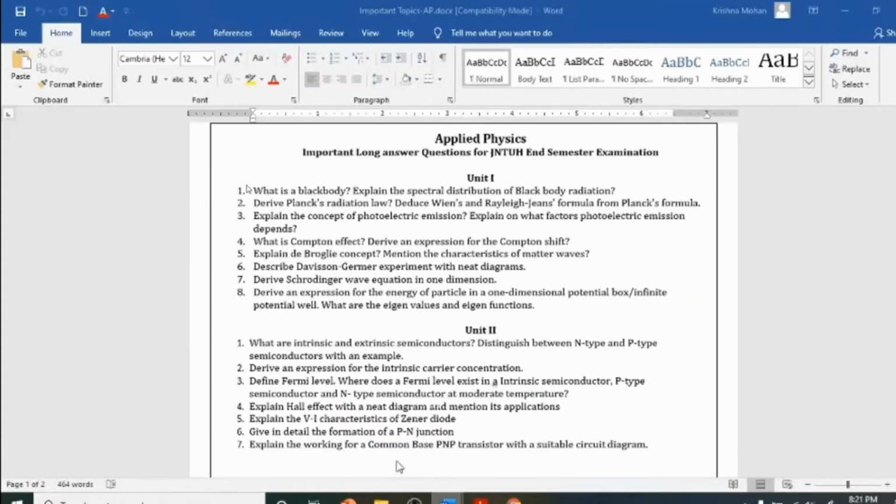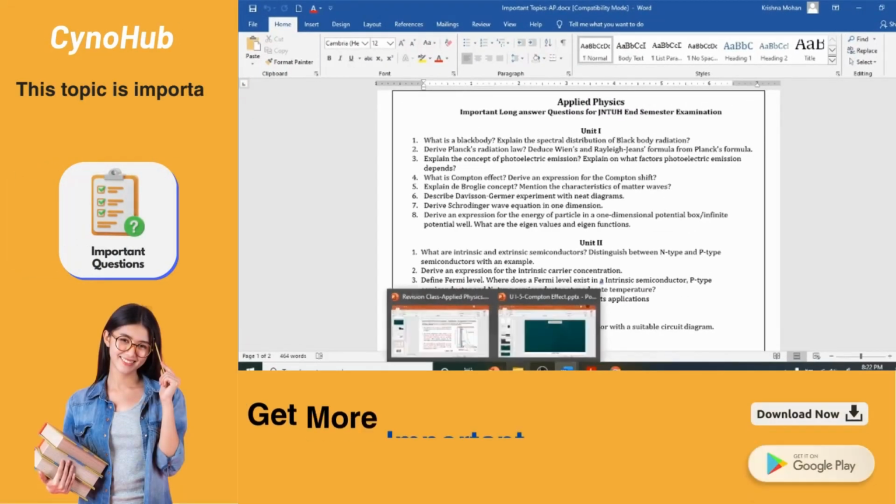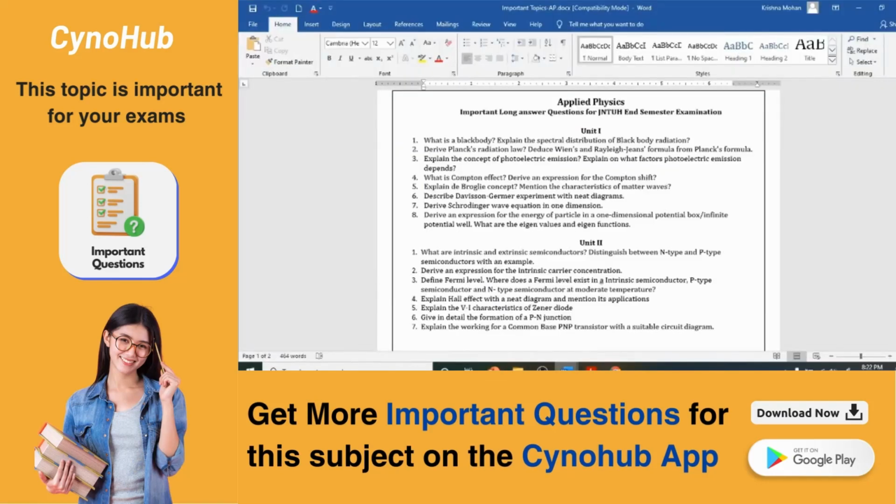The second question is, what is Planck's radiation law? Deduce Wien's and Rayleigh-Jeans formula from Planck's formula. These are in fact given in the notes, so you can have a check in the notes as well.